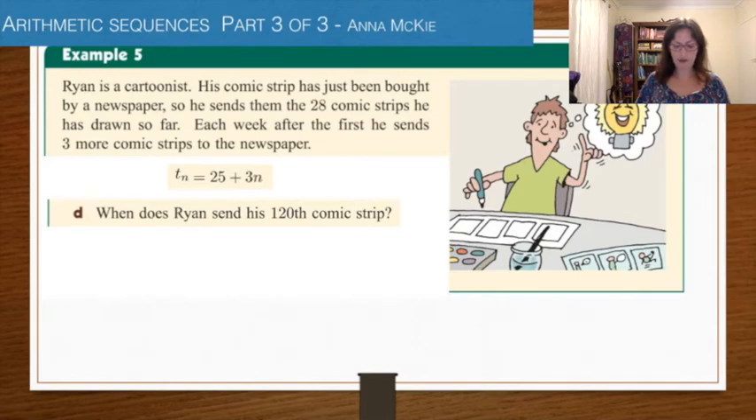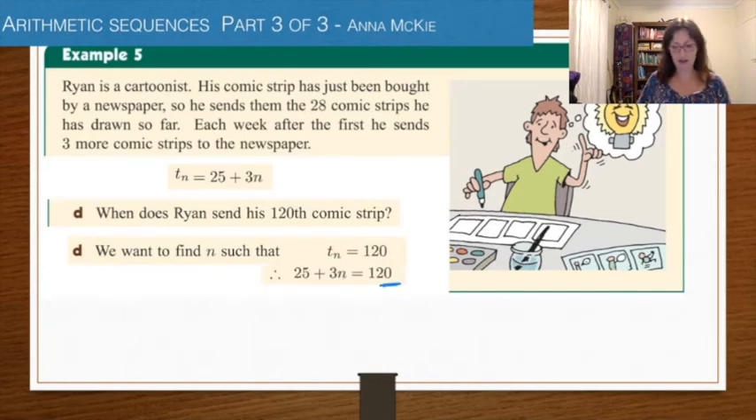Another part here, when does Ryan send his 120th comic strip? There might be a celebration after 120, who knows? So our n is the thing we're trying to solve. Therefore the answer is 120. So we can put that general formula equal to 120 and solve for n. Subtracting 25 off both sides leaves you with 3n is equal to 95. Dividing through by 3, we get 31 and 2/3.